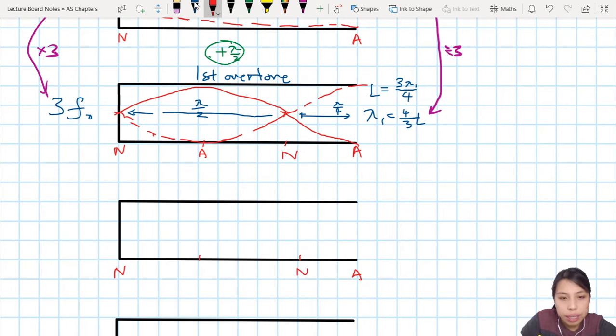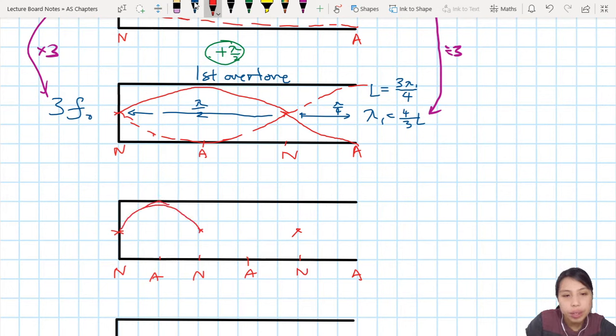What if I do this? Node, antinode. Will that work? Let's try it out. Okay, so node. Okay, so you have two loops here. Correct, Eddie? Because here only got one full loop. And then, of course, the outside one. So, this will be like that.